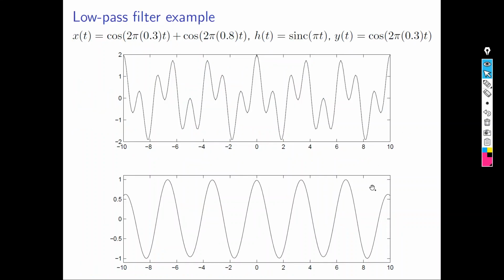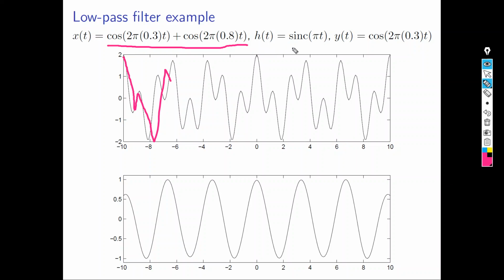So let's give an example. Suppose you have a signal which is cosine. This can be a question, for example, in the test. You have a signal cos(2π0.3t) plus cos(2π0.8t), and you are told to draw this signal in time. You draw it, it's this signal. This is x(t). Why is it like this? Because you have two cosines with different frequencies, summing them together.